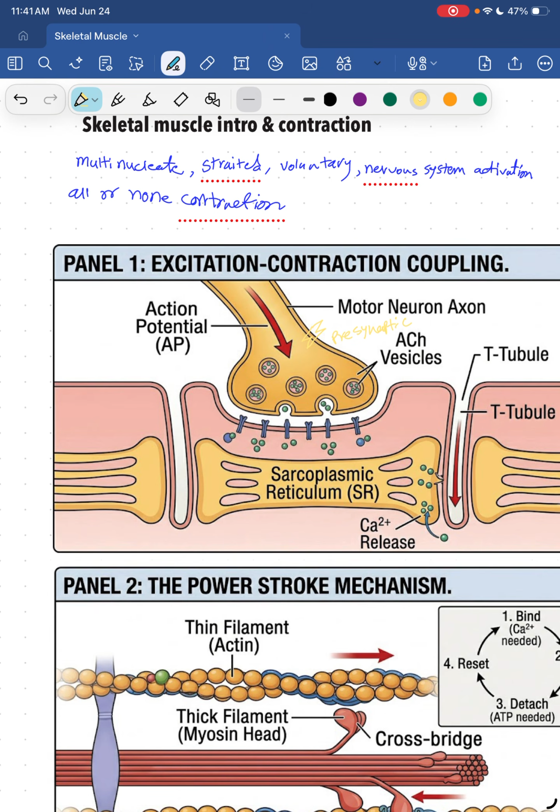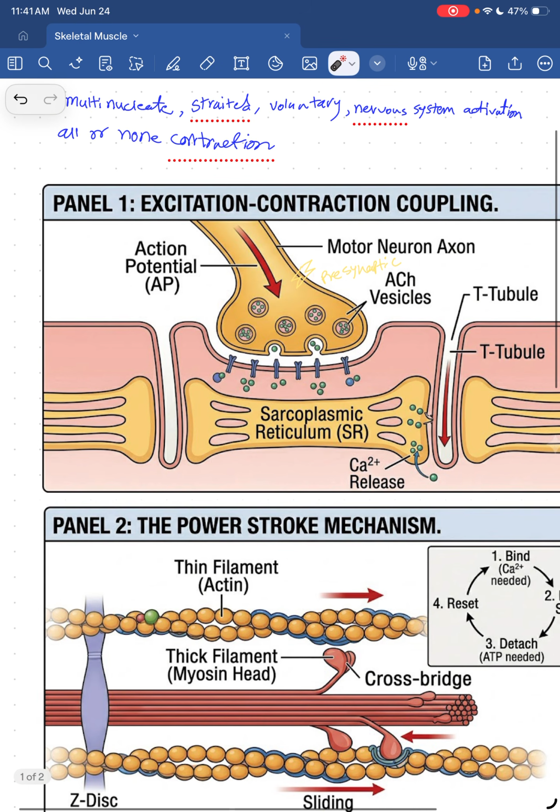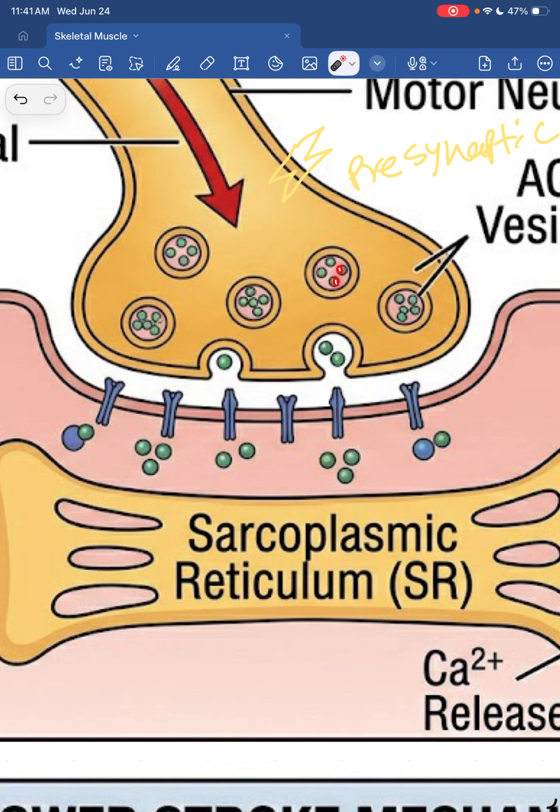I actually can't find it. Oh, there we go. So yeah, this is our presynaptic neuron. This is our muscle cell, and an action potential travels down as the arrow suggests. And we have these vesicles that contain acetylcholine, which is a major neurotransmitter when it comes to skeletal muscle contraction. And all these vesicles contain acetylcholine, and we have our synaptic cleft right here.